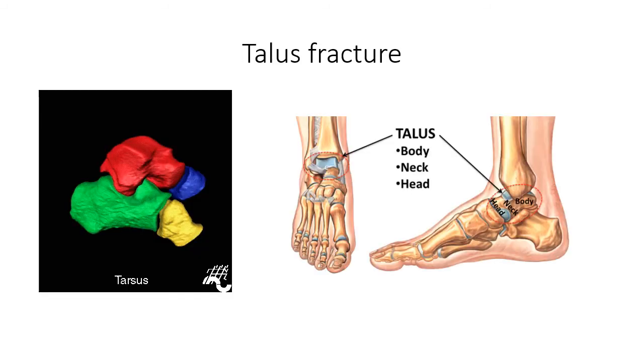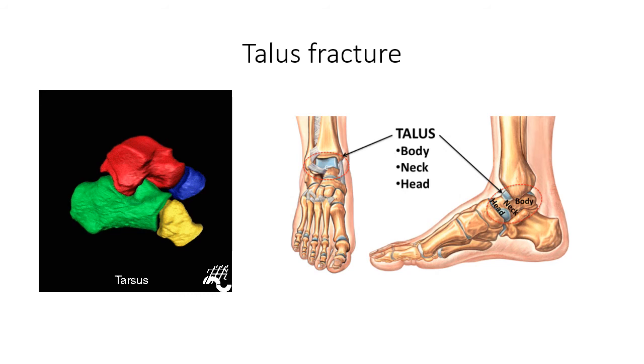Talus fracture. The talus is the second largest of the tarsal bones. It is also one of the bones in the human body with the highest percentage of its surface area covered by articular cartilage. It is also an unusual bone in that it has a retrograde blood supply, like the scaphoid in the wrist. Arterial blood enters the bone at the distal end of the talus.